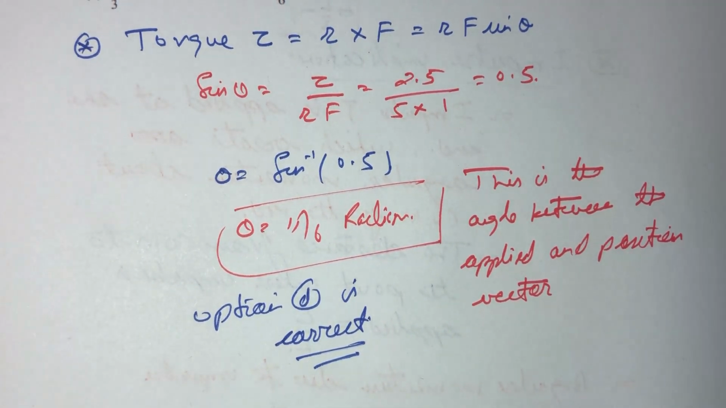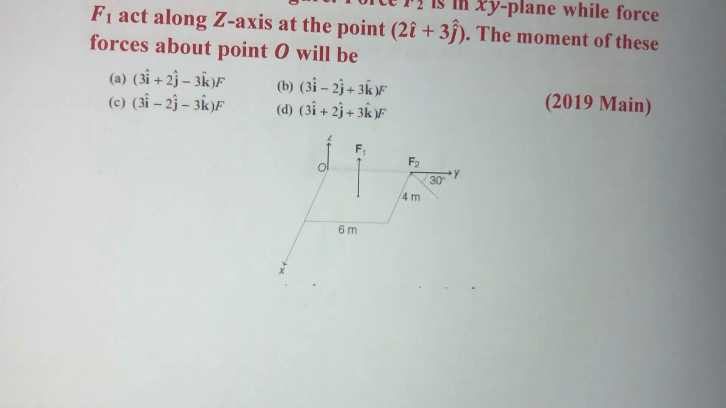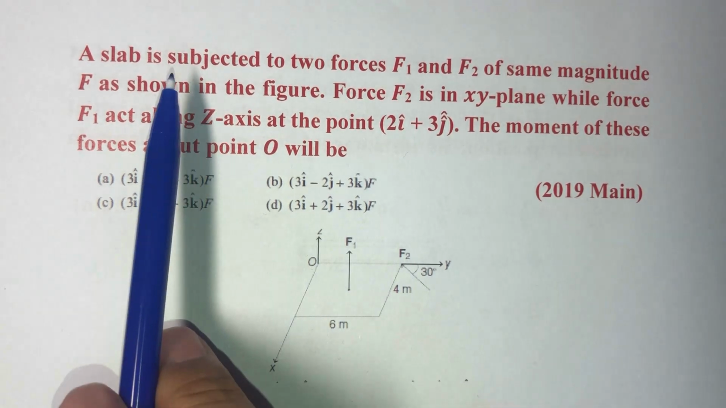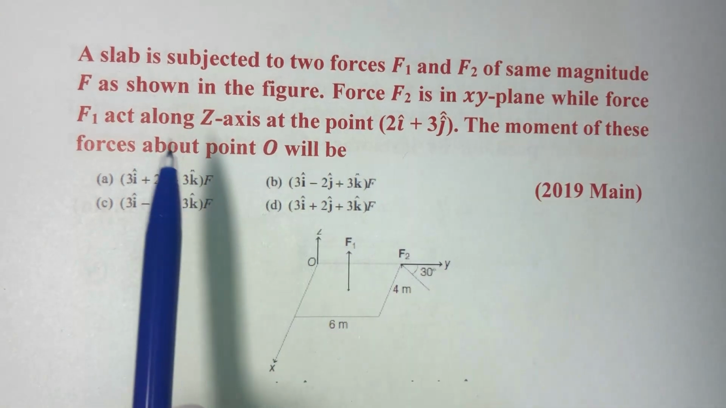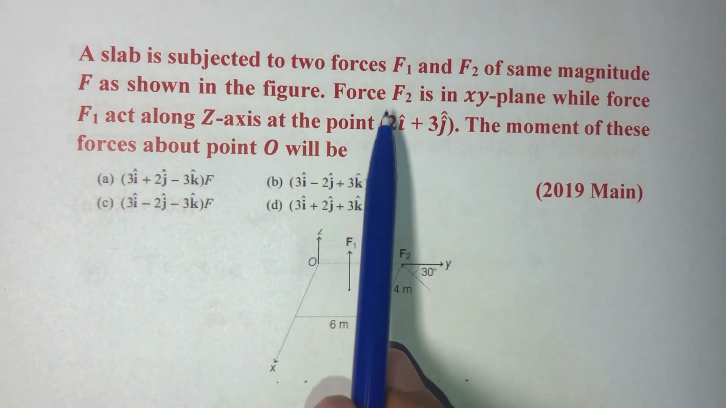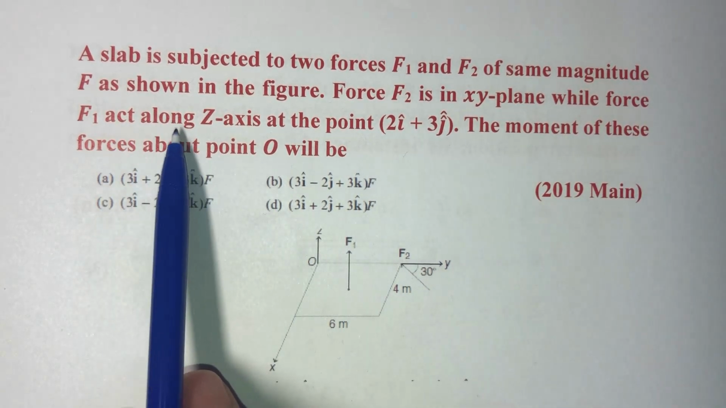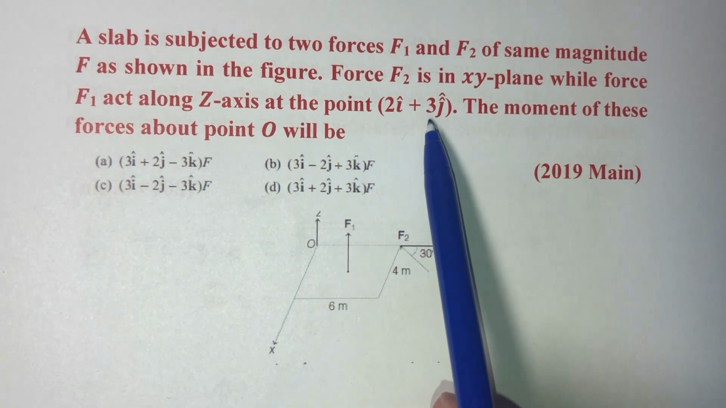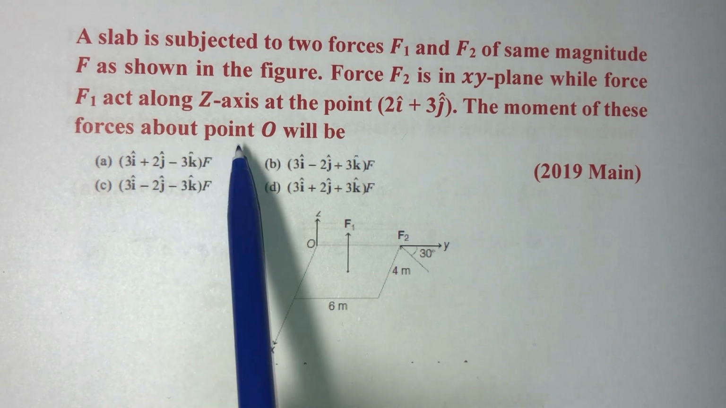Now let us solve another question. It was also in 2019 mains. It is given that a slab is subjected to two forces F1 and F2 of the same magnitude F as shown in figure. Force F2 is in xy plane while force F1 acts along z-axis at a point 2i plus 3j. I and j are unit vectors. The moment of these forces about point O will be.